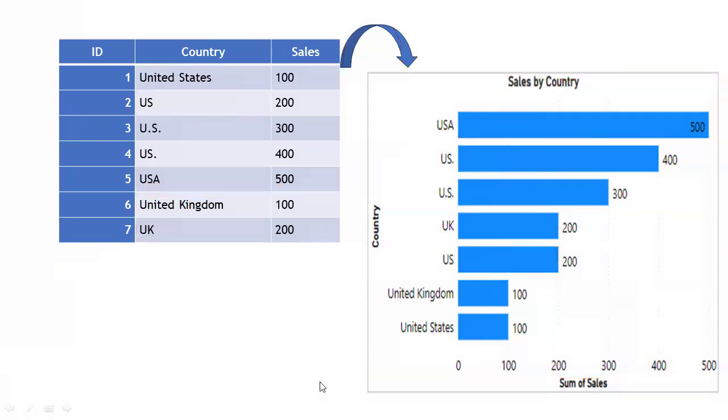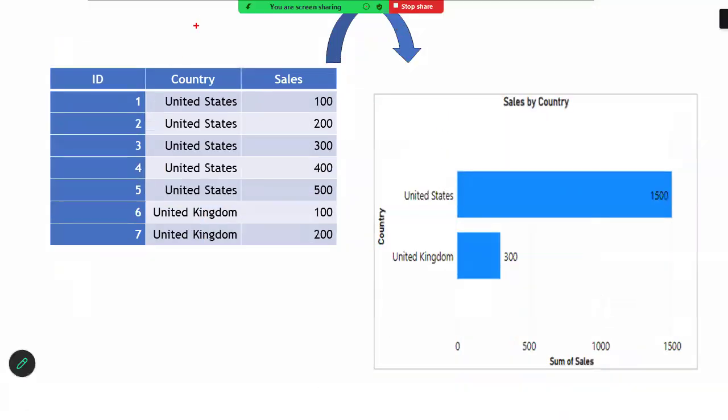OLTP. We don't create it. Now go to the next slide. This is how the data will be in where? OLAP. Using OLAP, you are creating the visual now. Also, you are showing country-wise sales.